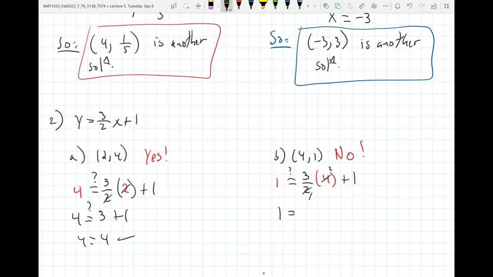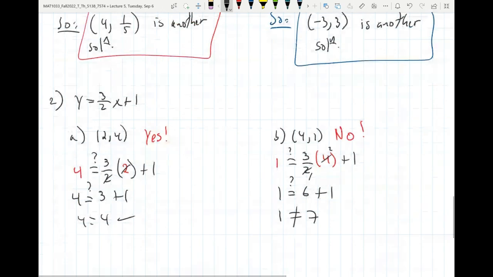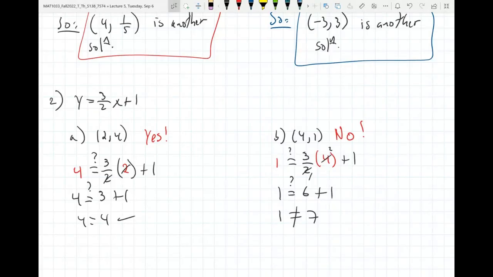So we are left with this statement, that 1 is equal to 6 plus 1. So we get 1 on the left and 7 on the right. Well, this is definitely not true, right? So it's not good. So it's not a solution. Do you understand this? Okay, good.